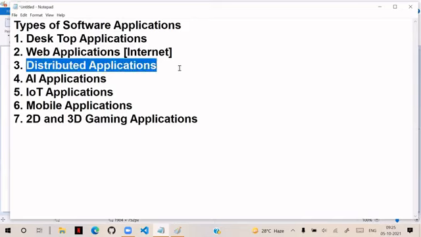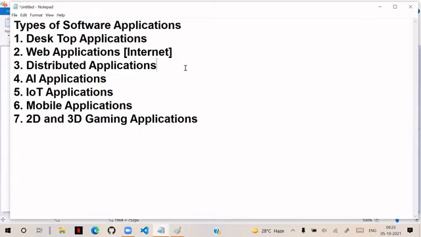Distributed applications means, a simple example for distributed applications. Suppose I ask you, tell me some mobile applications that you are using on your mobile. Then immediately you will come up with Facebook, YouTube, WhatsApp, and Amazon, Swiggy, Zomato. They are not mobile applications.